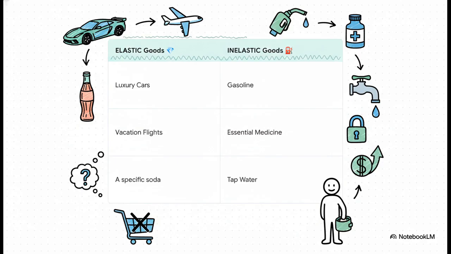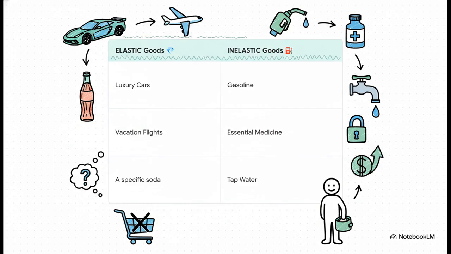Now look at the inelastic column. Gasoline, essential medicine, tap water. These products have very few, if any, close substitutes. If you need a specific medication to manage a health condition, or you need gasoline to get to work tomorrow, you're going to buy it. Your demand is far less responsive to a price hike.